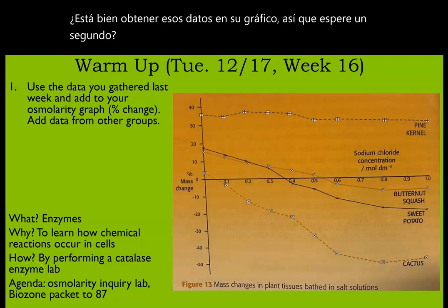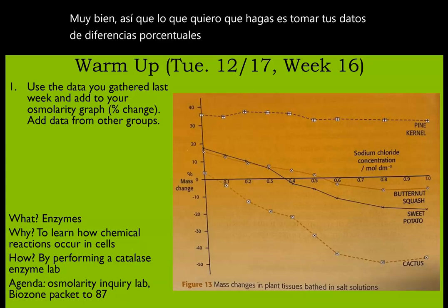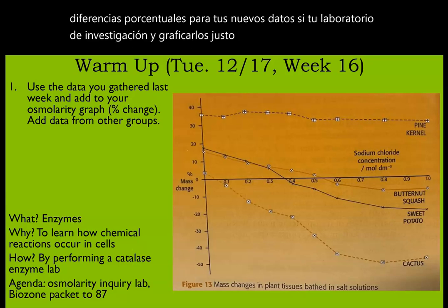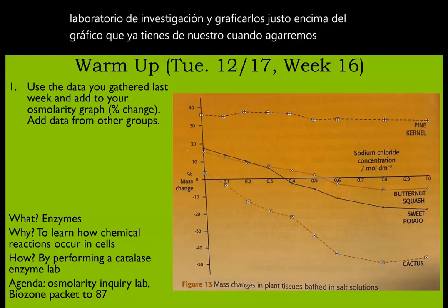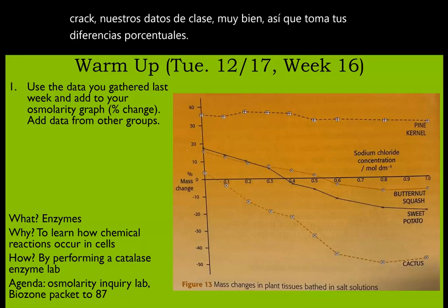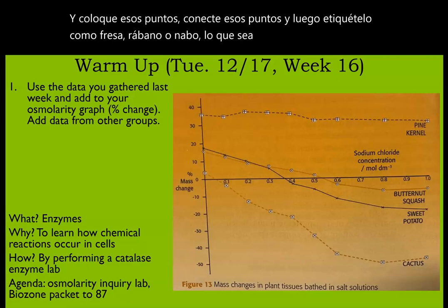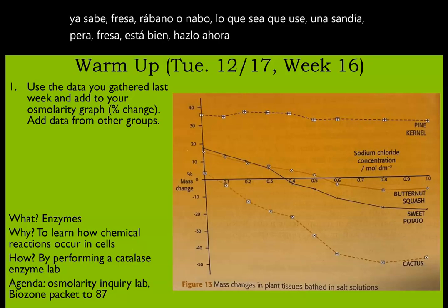All right, so what I want you to do is take your percent differences data for your new data, for your inquiry lab, and graph it right on top of the graph that you have already from when we graphed our class data. So take your percent differences and plot those points, connect those dots, and then label it strawberry, radish, or turnip, whatever it is that you used. Okay, watermelon, pear, strawberry. Do that right now. I want to finish up that lab and then get started on our next one.